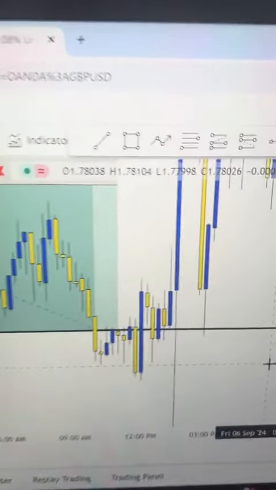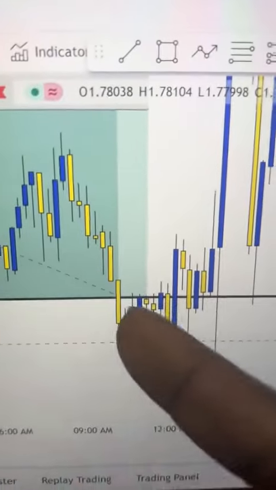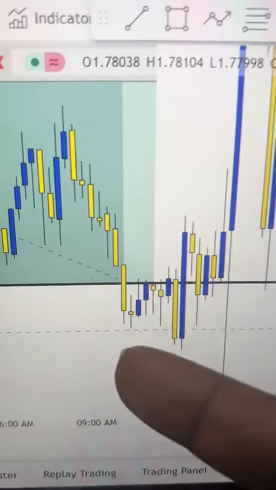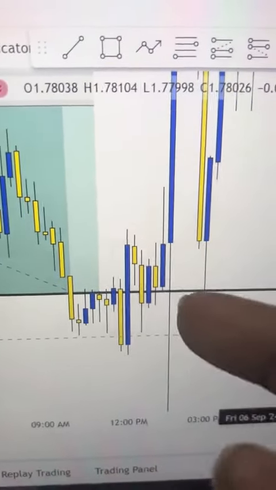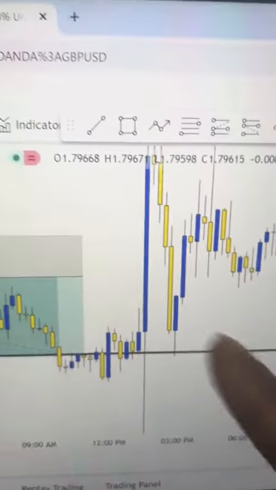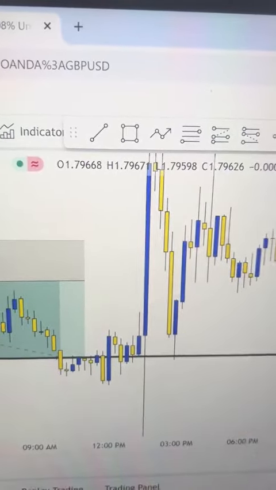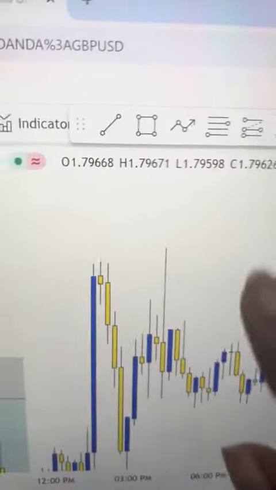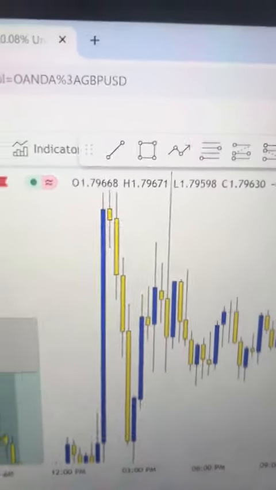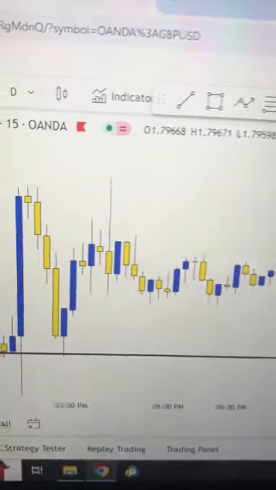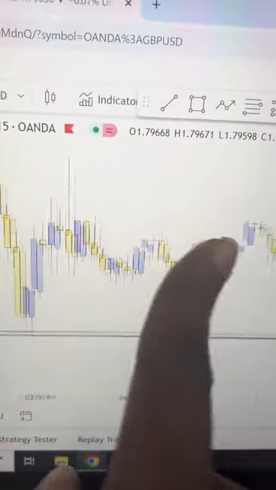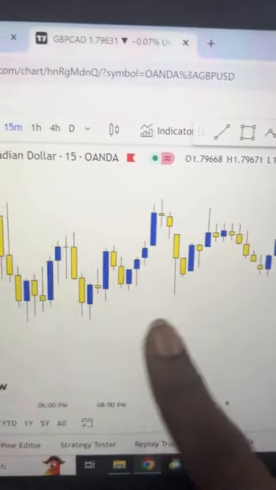Let me zoom. Did we have a valid push up to a valid retracement to the upside? No, we did not have any three candles, but this is a valid one for me, and this is a valid retracement. I just want to see three candles, that's all. Three candles, 1, 2, 3, valid.